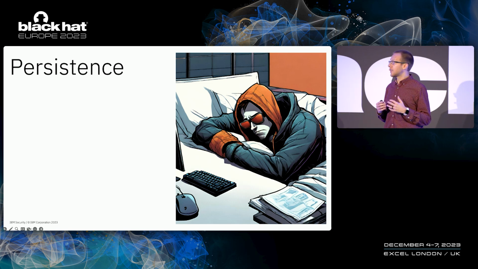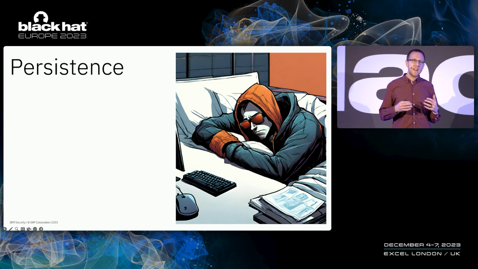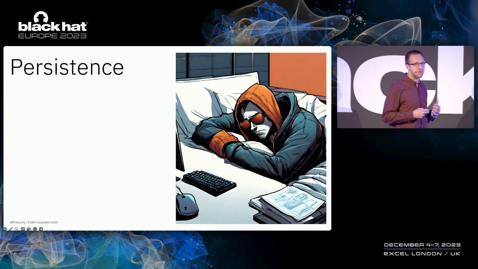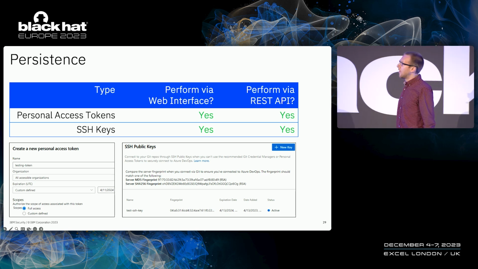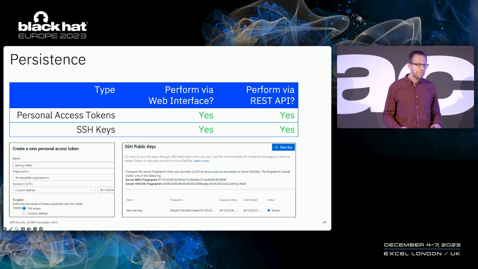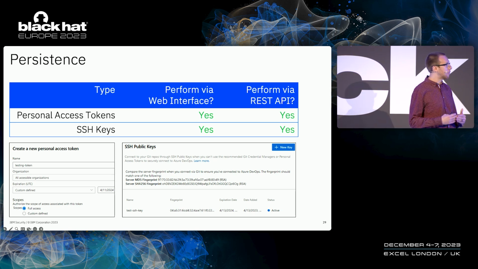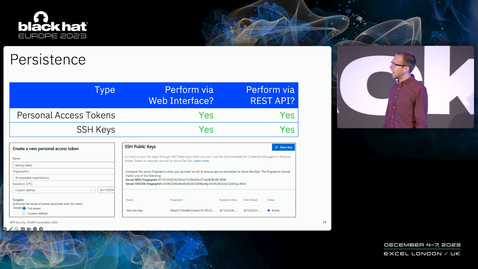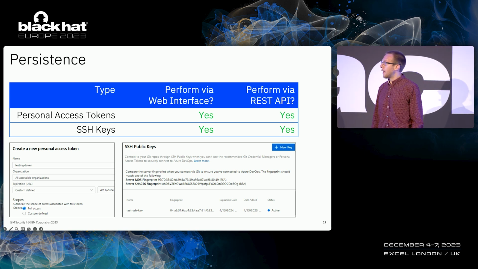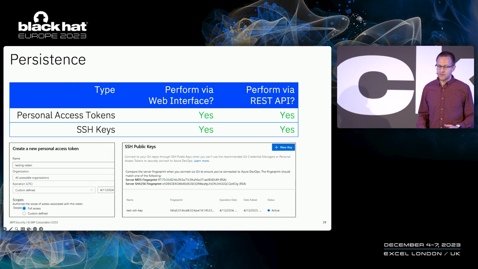Another thing that the attacker is going to do early on in the attacker lifecycle is persistence. You want to maintain persistent access to Azure DevOps Services. Two main options here, and that's going to include the creation of personal access tokens or SSH keys. You don't need any special type of permissions to create these. You can create them either via the web interface or the REST API. I'm going to show a little bit later how to conduct these with the REST API as well.